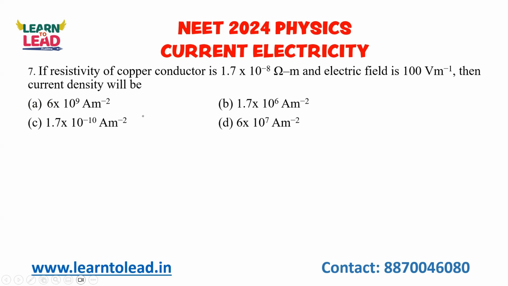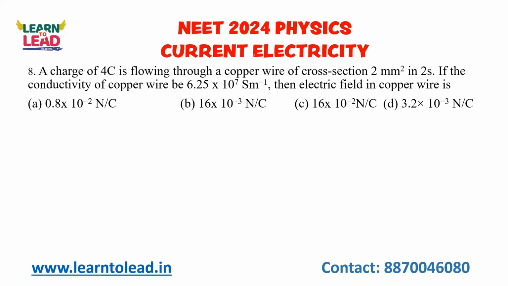Now, a charge of 4 coulomb is flowing through a copper wire of cross section 2 millimeter square in 2 seconds. If the conductivity of the copper is 6.25 into 10 to the power 7 Siemens per meter, what is the electric field in the copper?